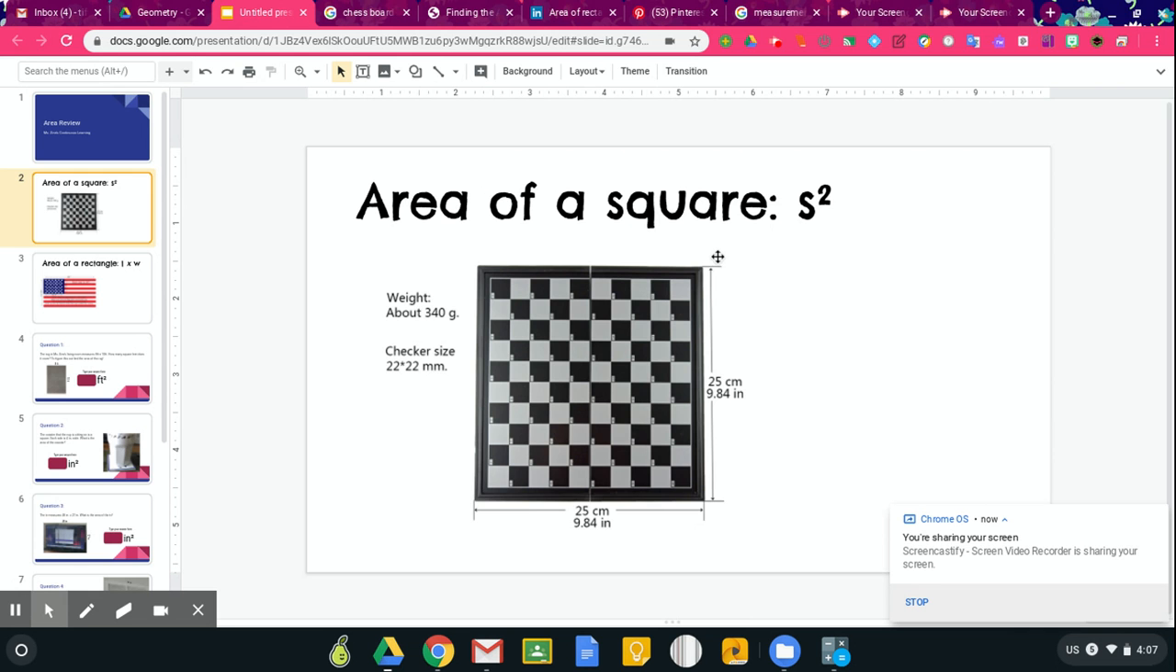Perimeter is when I ask you to measure the outside of the shape, so the distance around the outside, kind of like if you were to put a fence around a yard. But area is what's inside of the shape.